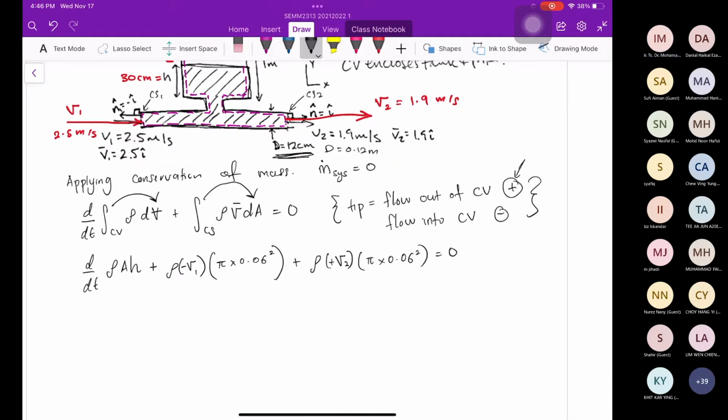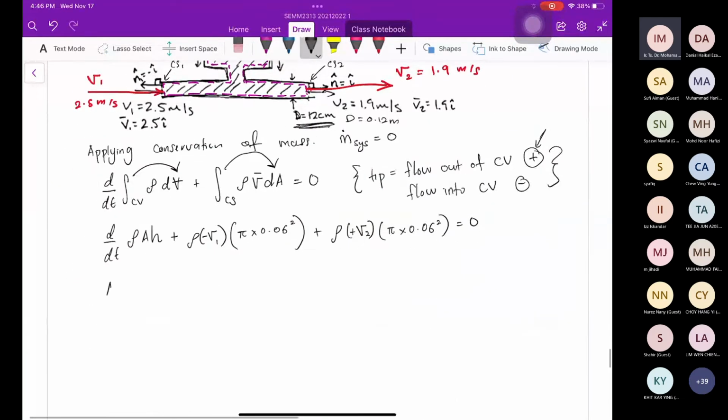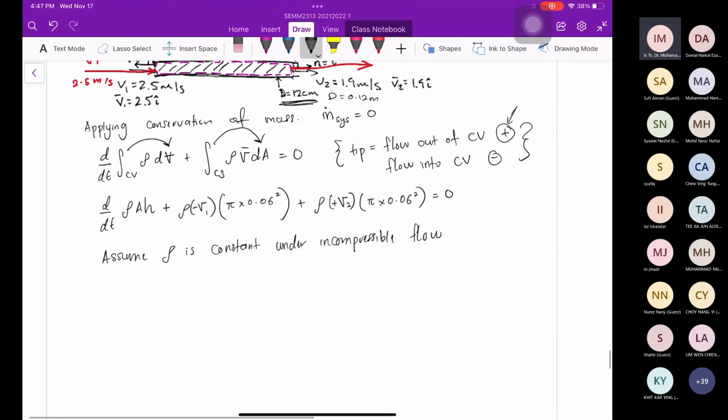You can see the density here is assumed to be constant under incompressible flow. That means the flow is not affected by the density difference. This is water, and when you compress it, it is hard to see the difference in density. So assume the density is constant, and you can move it outside.